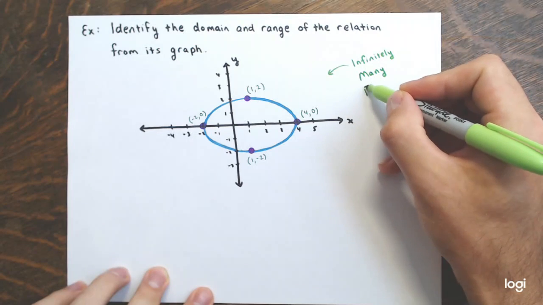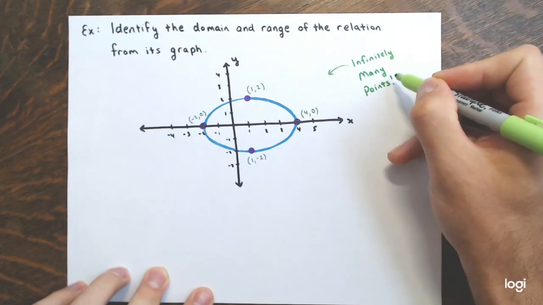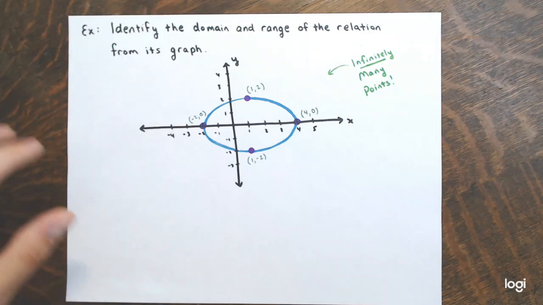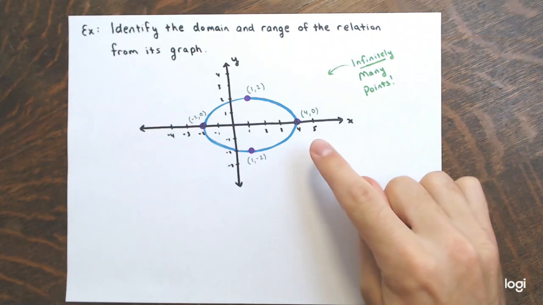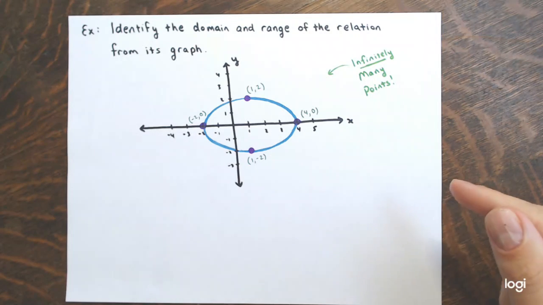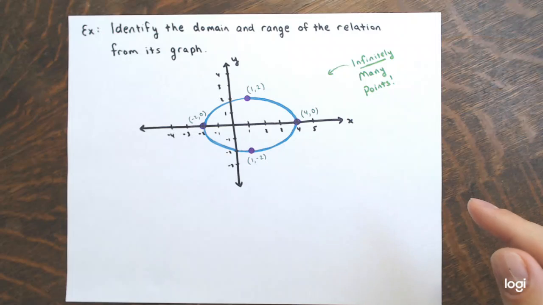Infinitely many points on this graph. So that's a big problem, right? Well, not really. We'll see how to get around it. But I cannot write this then as a set of ordered pairs like I did in the previous one.